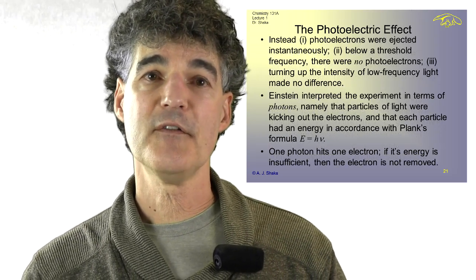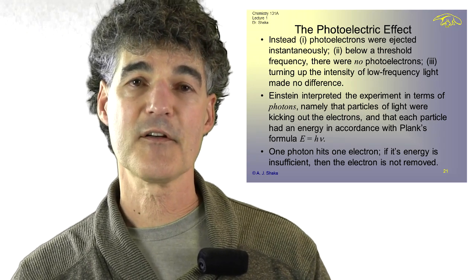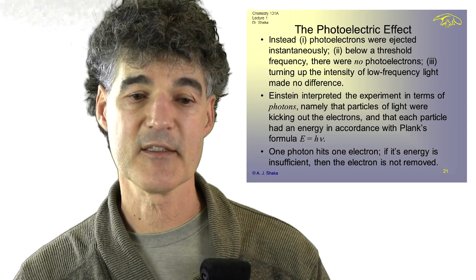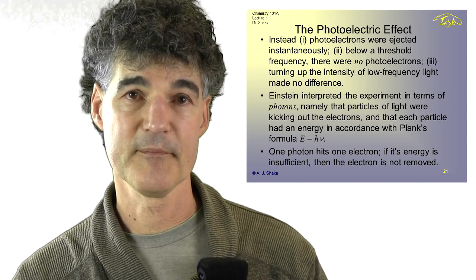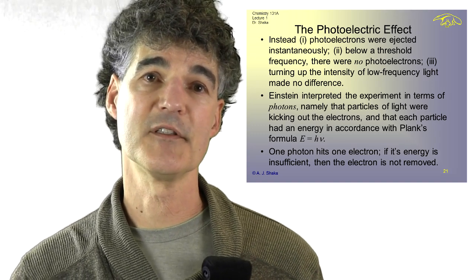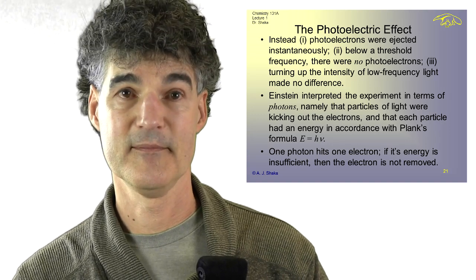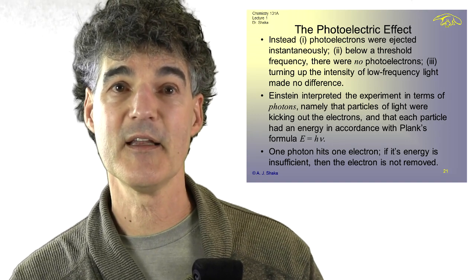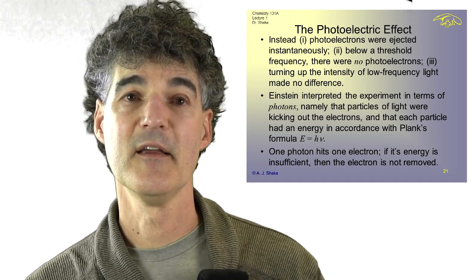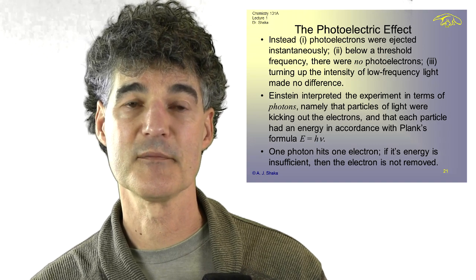But what was observed are these three things. First of all, the photoelectrons, when they came out, were ejected essentially instantaneously. So there was no delay. The second point is that below a threshold frequency, there were no photoelectrons at all. And the third point is that turning up the intensity of a low frequency light made no difference. You still didn't get any photoelectrons.